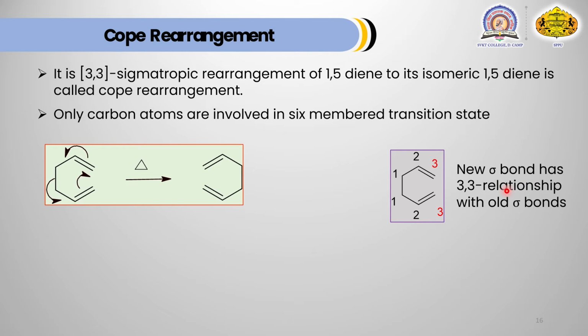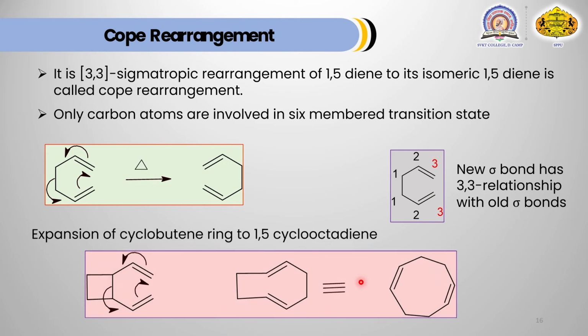The new sigma bond has a 3,3 relationship with the old sigma bond. Now let's see, if you term this carbon as 1, 2, 3, and 1, 2, 3, there is formation of a sigma bond here, and that's why it is termed a 3,3 sigma-tropic rearrangement. Now this is another example of Cope rearrangement. In this case, this is the starting compound and this is the product.